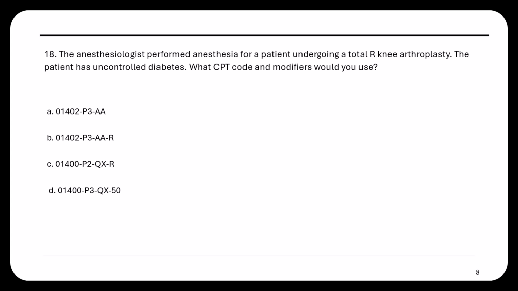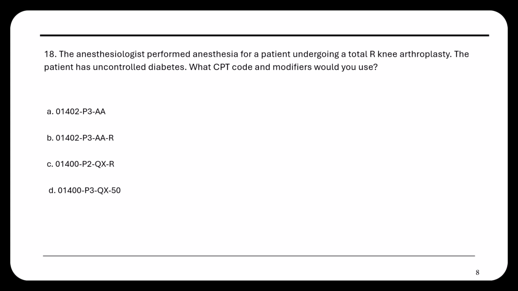So since the anesthesiologist did it himself, I see two modifiers here with AA. That's A and B. So C and D would not even come here. And besides, D has a 50 in it. That means bilateral. Only one knee was done here. So it's A or B. So we have one question answered. Now, the next thing is this person has uncontrolled diabetes.